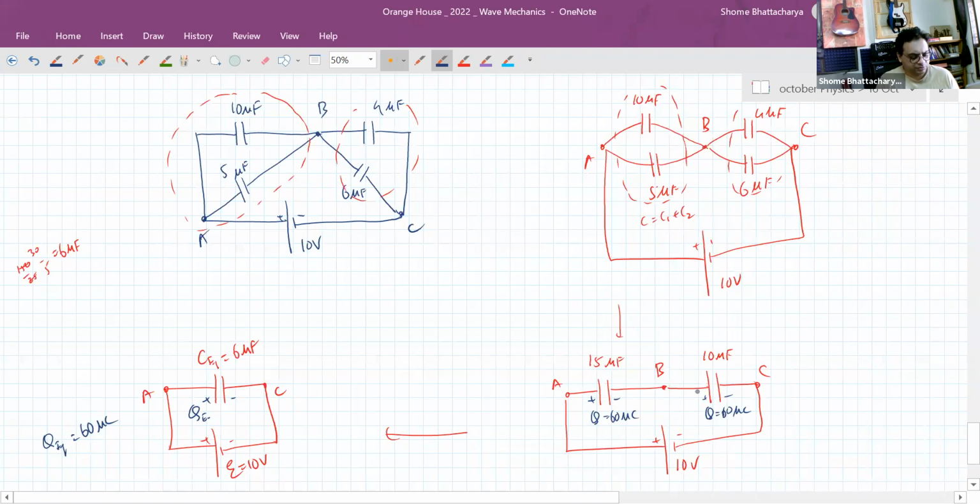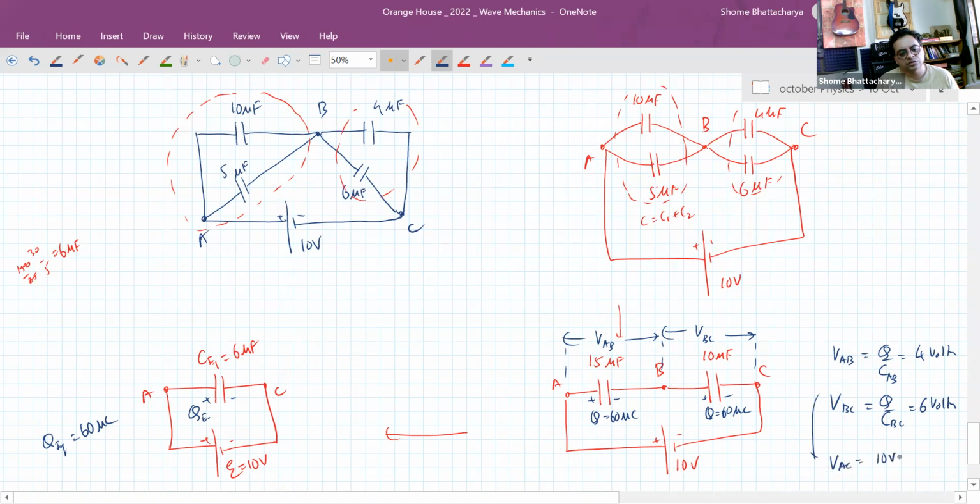Okay. So now, for example, you have been asked the potential difference across the 6 microfarad capacitor. That is the potential difference across BC. So this potential difference and this potential difference can now be calculated like this. VAB is equal to Q upon C across AB, so that is 60 by 15, which is 4 volts. And the potential difference across BC is Q divided by capacitance across BC, so that is 60 divided by 10 or 6 volts. And you can see the sum of these two across AC is 10 volts.